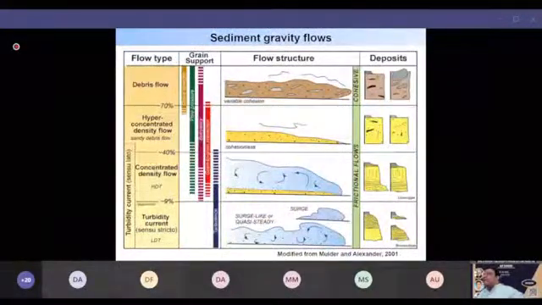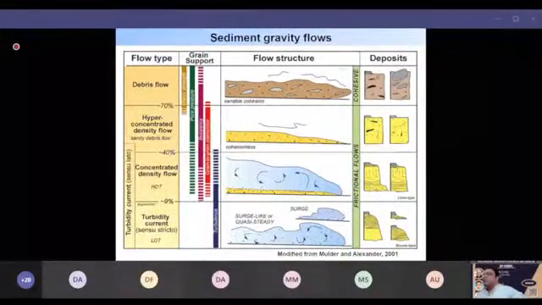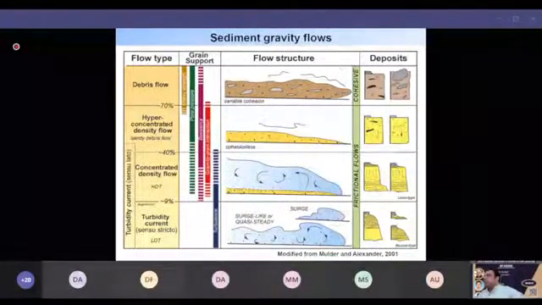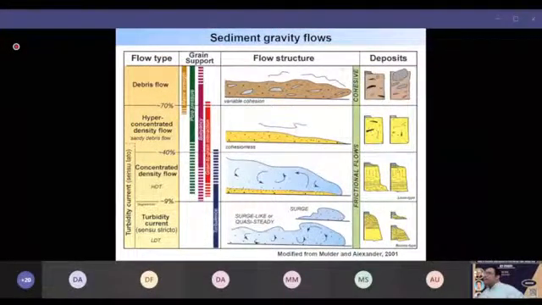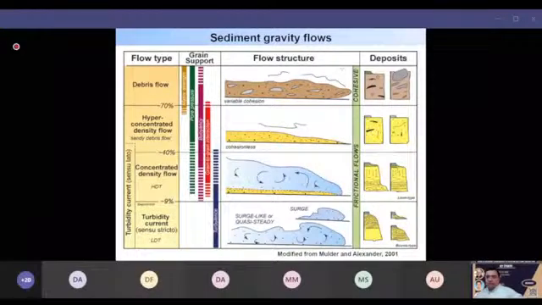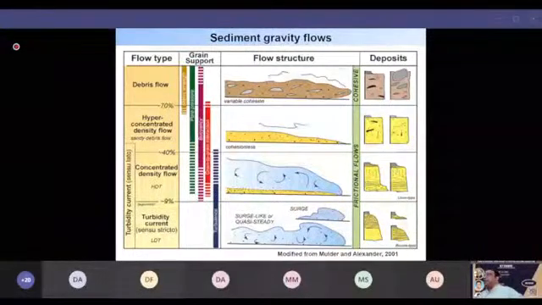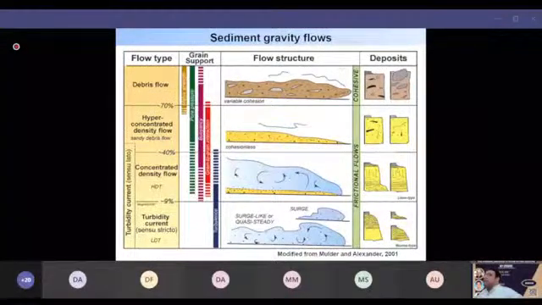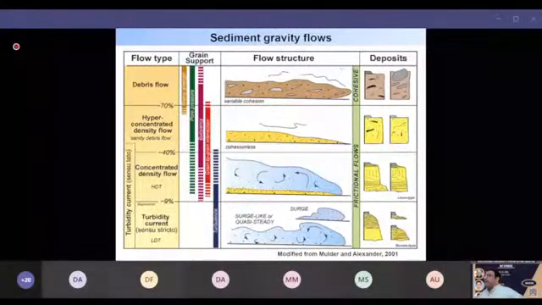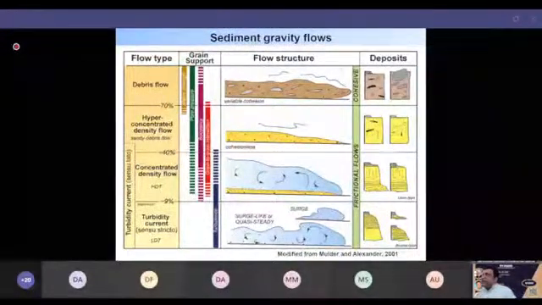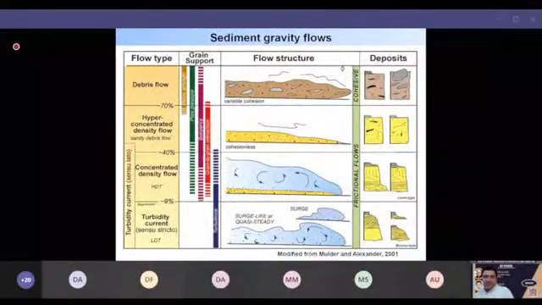Okay, as I mentioned, sediments from the shelf are carried by sediment gravity flows. There are two main sediment gravity flow end members. One is called turbidity currents, where turbulence and grain-to-grain interaction are the main depositional mechanism, whereas the other end member is debris flows, where matrix strength is the main depositional mechanism. So turbidity currents and debris flows, just keep that in mind.